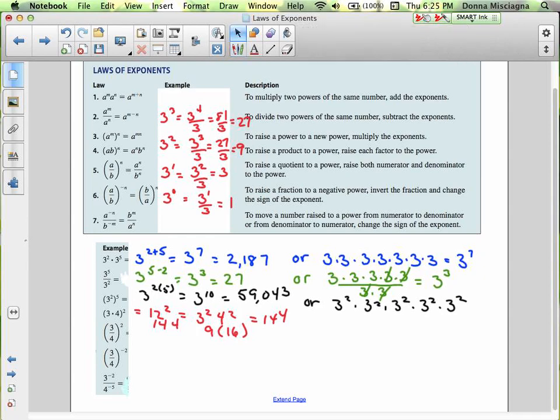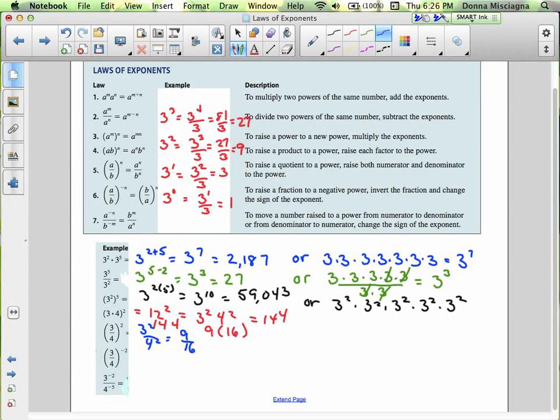That also works if you are raising a quotient to an exponent. You raise the numerator to that power and the denominator to that power. What I would not do is make that 0.75 squared. I can't do that in my head, but I can certainly do 3 squared and 4 squared in my head. So it'd be the same as 3 squared divided by 4 squared. 3 squared is 9 and 4 squared is 16.